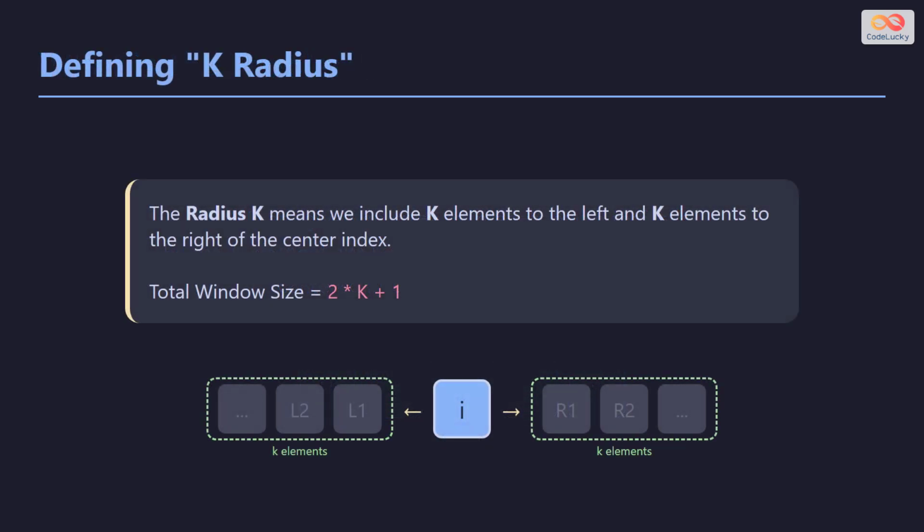When we say radius k, we mean that for any specific index, i, we need to include k elements before it and k elements after it. This creates a total window size of 2 times k plus 1. If an index is too close to the edge to have k neighbors on either side, it is considered invalid.